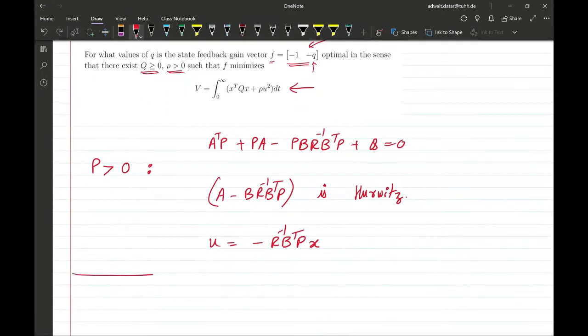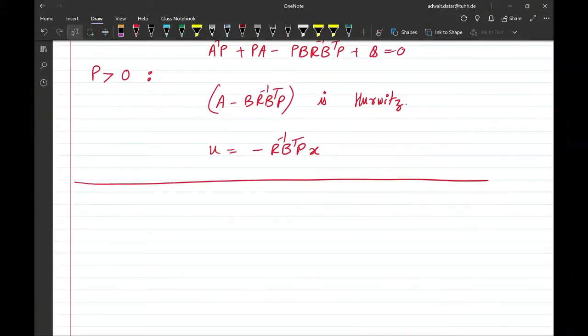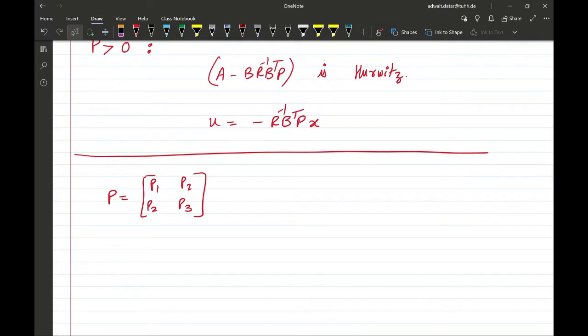Now we can just use this to write down the algebraic Riccati equation. Note that we are looking for a symmetric positive definite P. So the variables here are P1, P2, P2, P3. So we have three variables. We also want P to be positive definite, which means P1 has to be strictly positive and P3 has to be strictly positive.